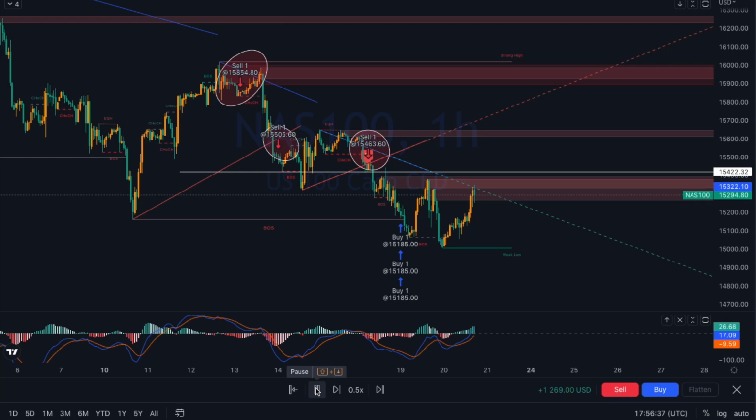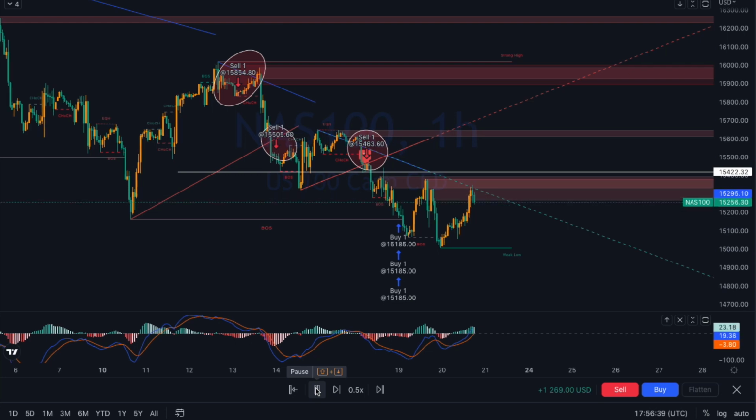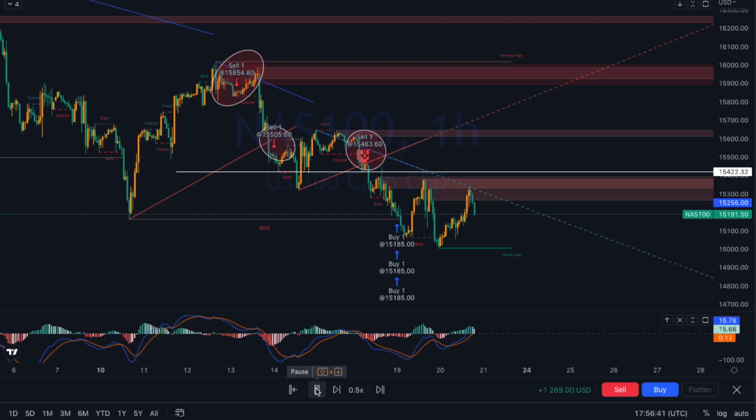So now it's back in the zone. What's it going to say? Is it going to punch through? Nope, it's pushing downwards.